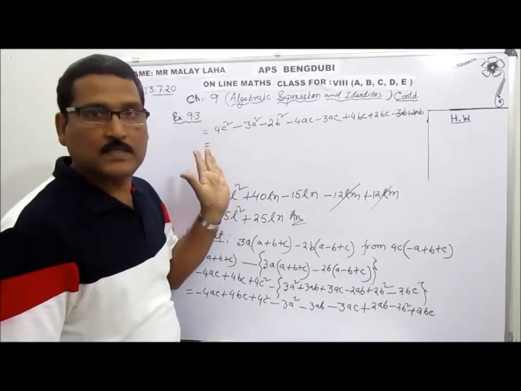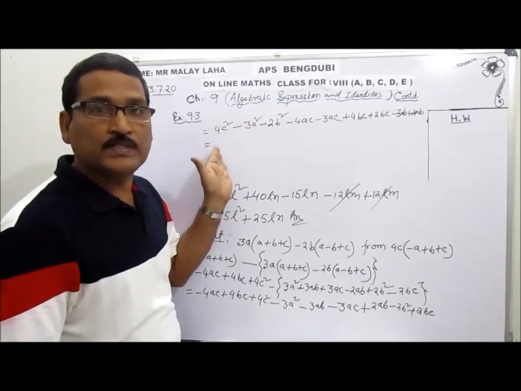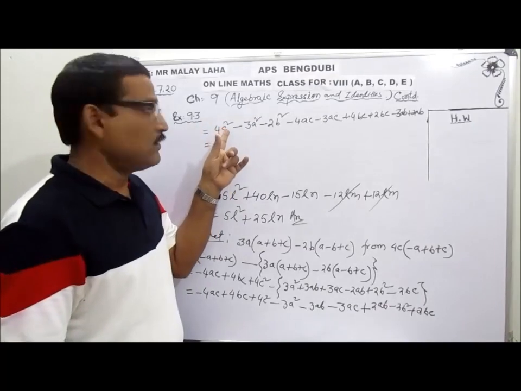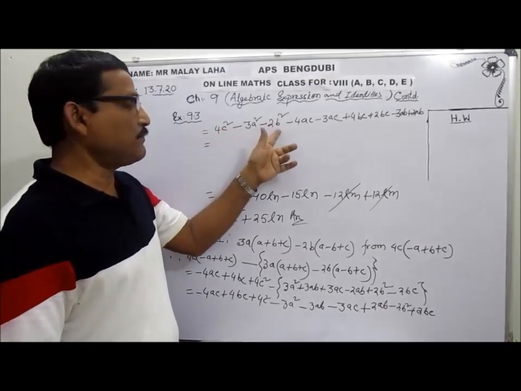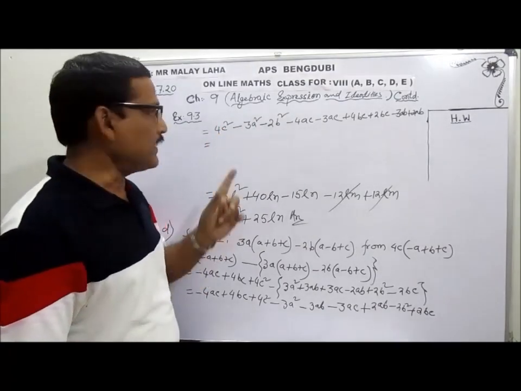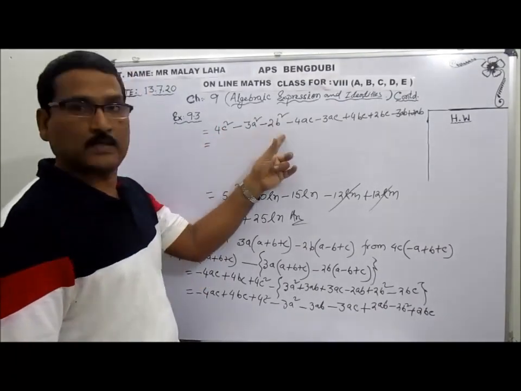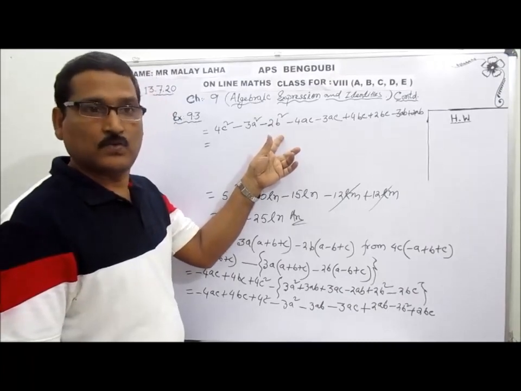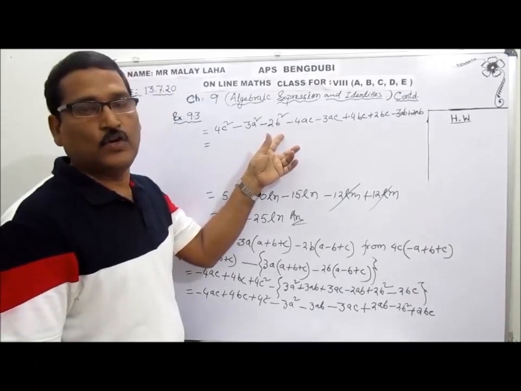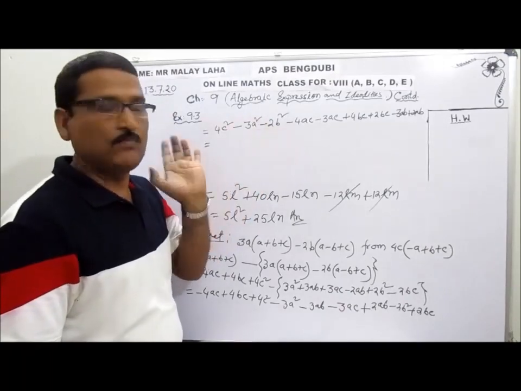First of all, you listen. When we add or subtract, the variables and powers must be the same. c square, a square, b square are not like terms. That's why I cannot add the numerical factors. This is what I have seen in exams that you are doing. So my advice is that you will not follow that. You have to write down properly.